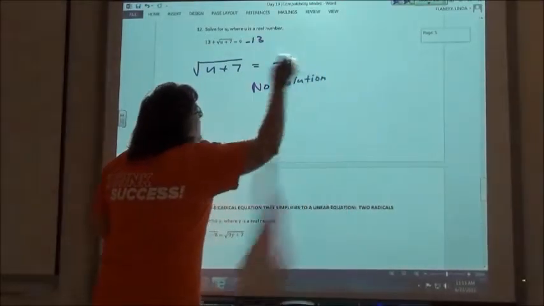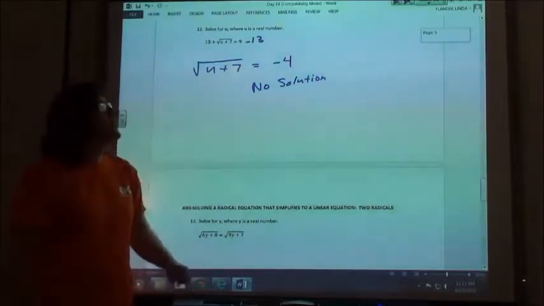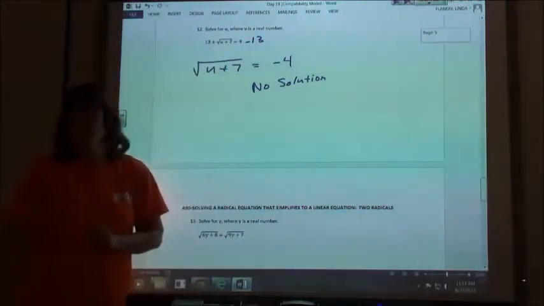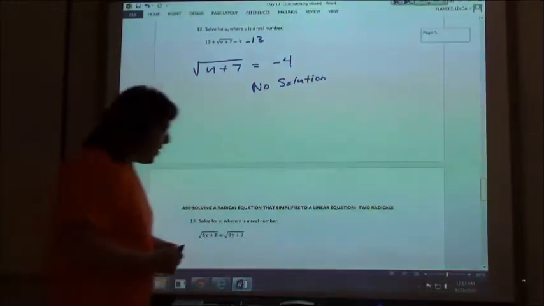Square roots can't equal negative numbers, just like squares can't equal negative numbers. If you happen to go through and solve it, if you try to plug it back in and check it, it's not going to check either. But if you recognize that right away, hey, you get to be done.